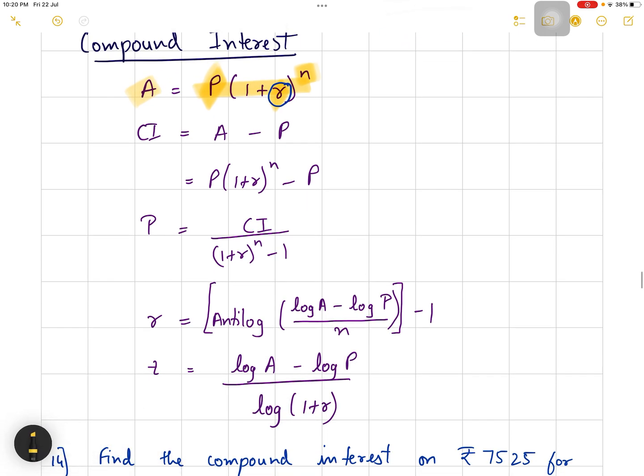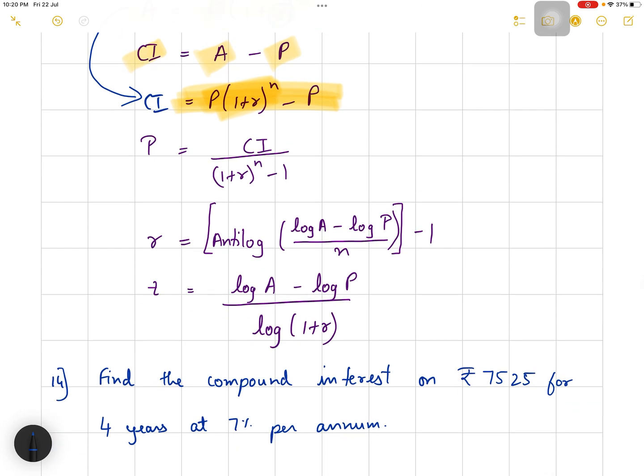Compound interest is like any interest, that is amount minus principal, right? Because this is compound interest, amount is P into 1 plus R raised to N. So my compound interest formula is P into 1 plus R raised to N minus P. This formula, CI is equal to P into 1 plus R raised to N minus P, is derived from this formula itself. It's one and the same thing.